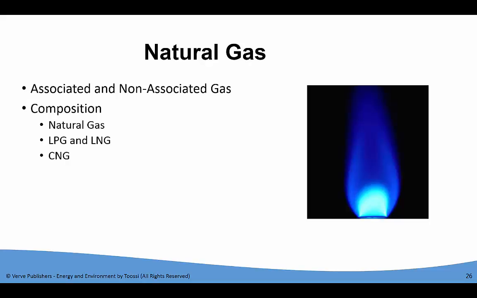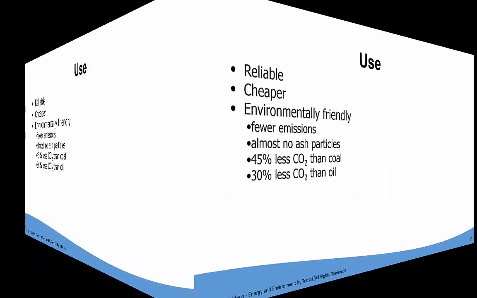Natural gas can be liquefied into liquefied natural gas, or the methane can be removed. In this case, we have propane and all the heavier molecules, which is called liquefied petroleum gas. Or it can be compressed to very high pressure, and that's called compressed natural gas. So natural gas can come in different forms.